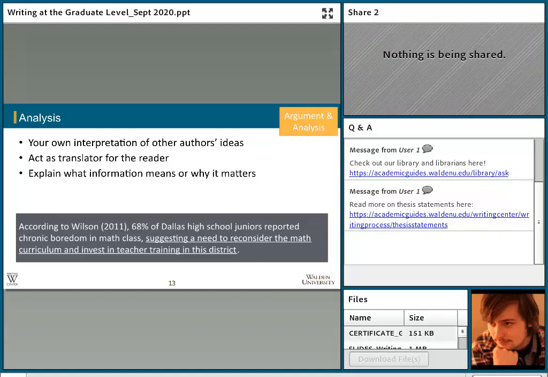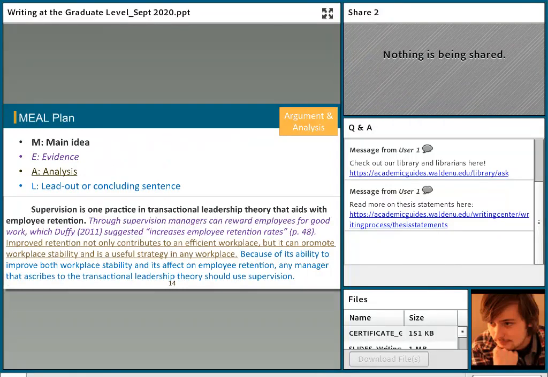Analysis shows the reader why that source material is important, and it connects the dots for the reader so that they don't have to guess as to why you included that source material.